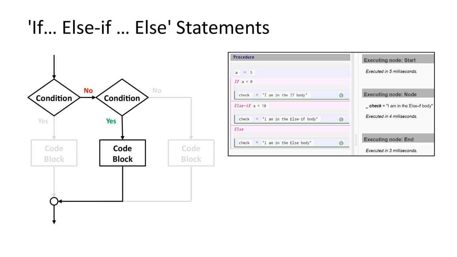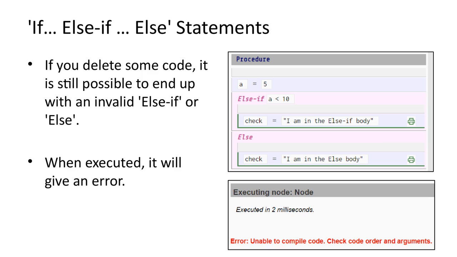In this diagram, we can see that only the code in the else if code block is executed. The other two code blocks are not executed. If you are deleting lines of code, it is possible to end up with orphaned else if and else statements. If you try and execute such code, Mobius will not be able to compile your code. An error message will be printed.